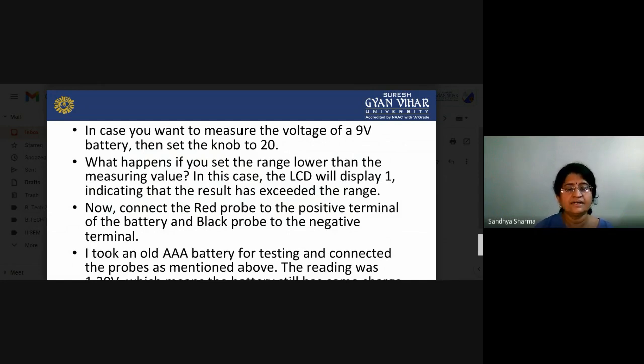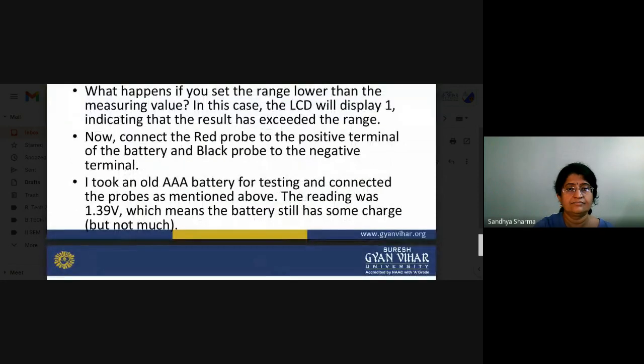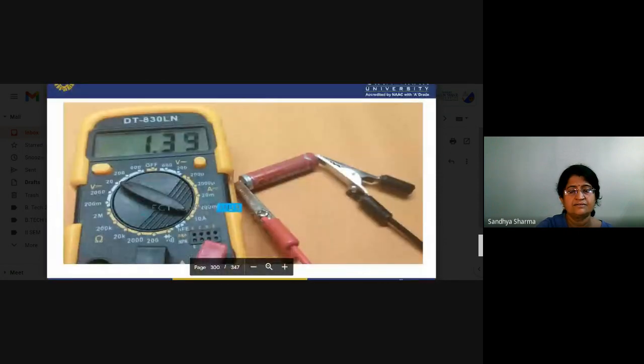Now connect the red probe to the positive terminal of the battery and the black probe to the negative terminal. For measuring this DC voltage, we will take a triple A battery for testing and connect the probes as mentioned above. The reading was 1.3 volts, which means the battery still has some charge, not waste. So you apply these two pins to this cell and then we can measure the voltage across this cell.